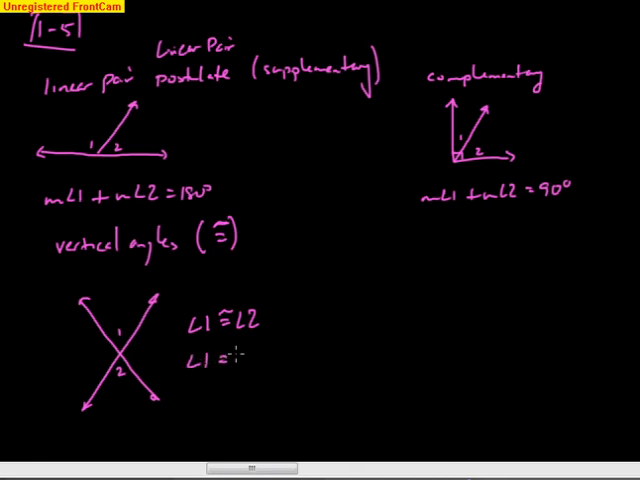Which means the measure of angle 1 equals the measure of angle 2. So we would set those two angles equal to each other. Same thing here with 3 and 4. The measure of angle 3 equals the measure of angle 4. So there's always two pairs of vertical angles.